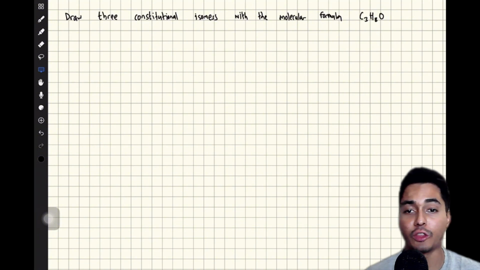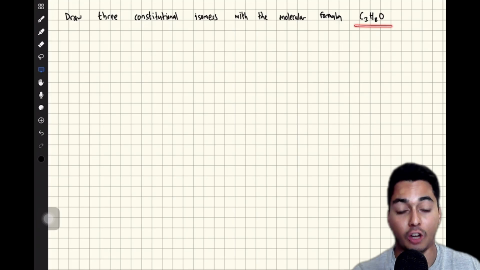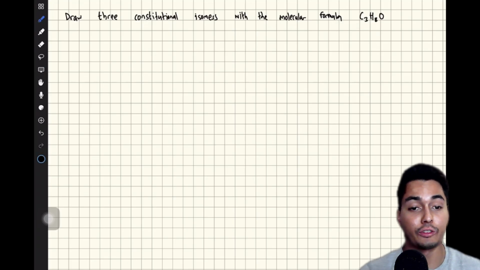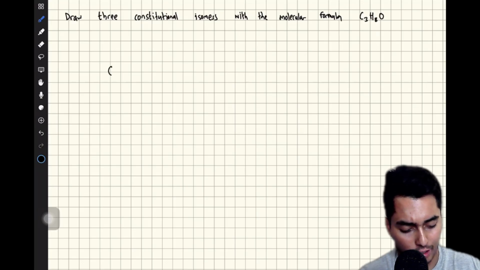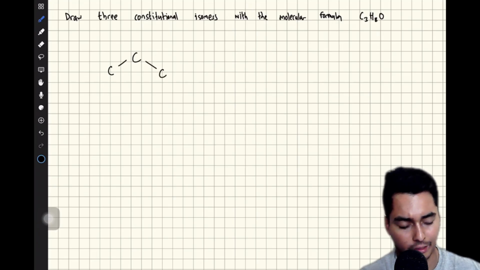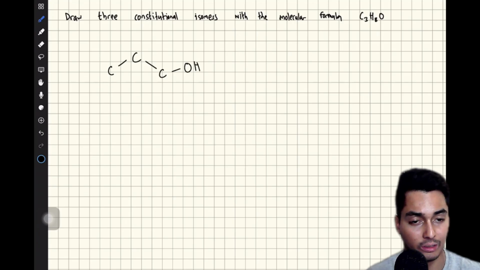Okay, next we're going to draw 3 constitutional isomers with the molecular formula C3H8O. Constitutional isomers means same formula, different connectivity. So there's no special way, there's no algorithm for this. I'm just going to draw carbon bonded to another carbon, so that's C2. I'm just going to draw the other carbon bonded to it right next to it like so. C3. I'm going to draw the oxygen right here with the OH attached to it just like so.